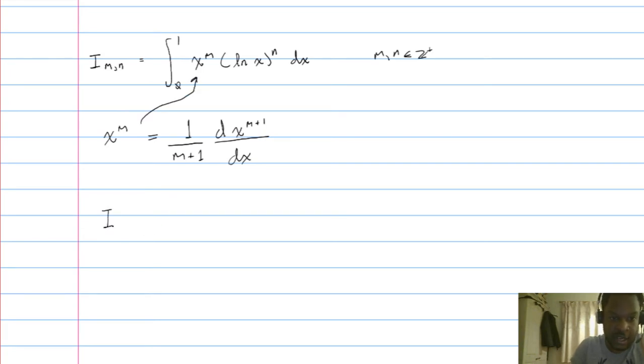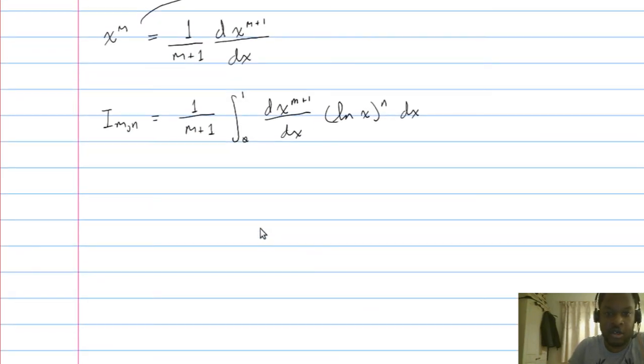So we write I m n is just 1 over m plus 1, the integral from 0 to 1 of the derivative with respect to x of x to the m plus 1, multiplied by the natural logarithm of x all to the power n, and we're integrating that with respect to x. Very good. So what next?